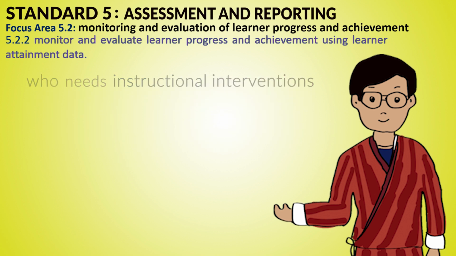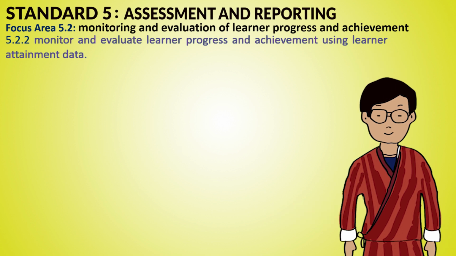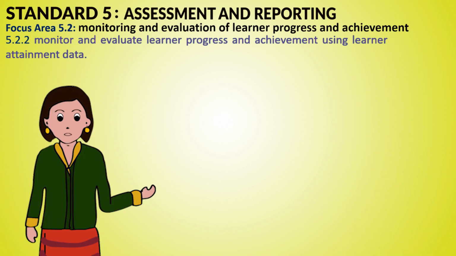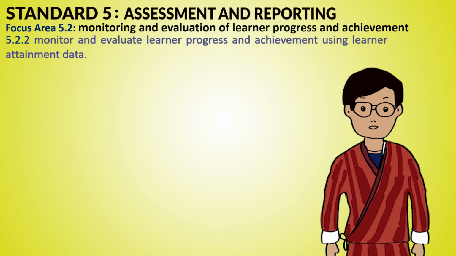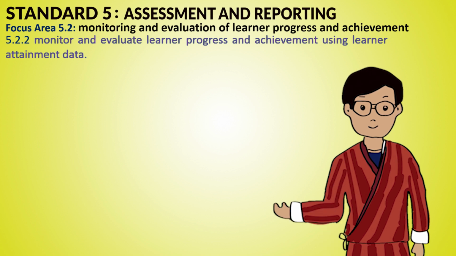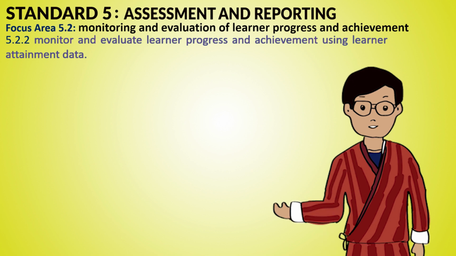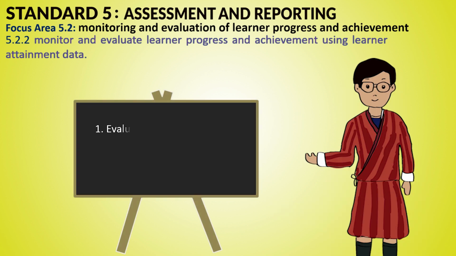A teacher needs to evaluate how effective the learning activities are and what adjustments can be done in the way learners are taught. What are the key concepts in this indicator? It is important to understand the key concepts of the indicator so that the teacher is able to practice monitoring and evaluation of learner progress and achievement effectively. Number 1, evaluation. Number 2, monitoring. And number 3, learner attainment data.